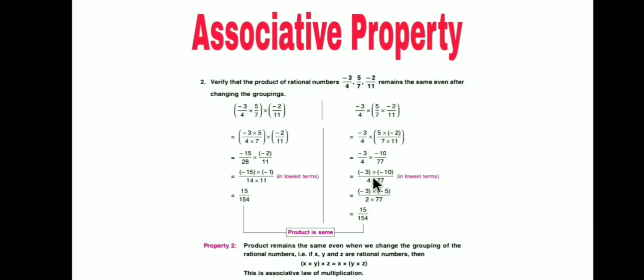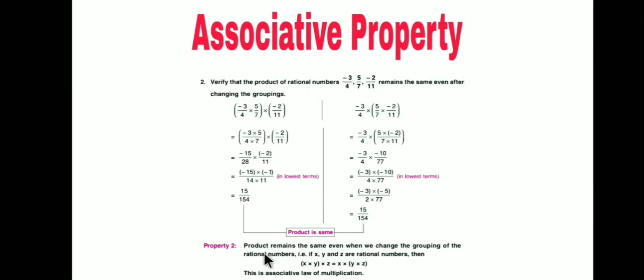We can see that there is a common factor between 4 and minus 10, which is 2. HCF of 4 and minus 10 is 2. We will cancel it with 2. 2 2s are 4, 2 minus 5s are minus 10. So in the numerator we have minus 3 into minus 5, and in the denominator we have 2 into 77. So the product becomes 15 upon 154. Minus 3 into minus 5 is 15, 2 into 77 is 154.